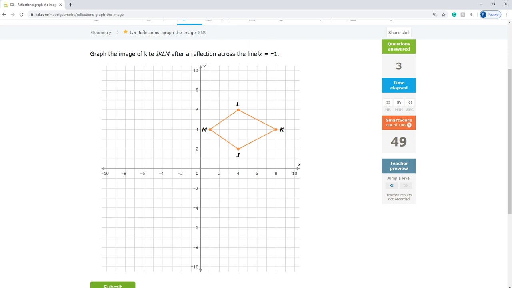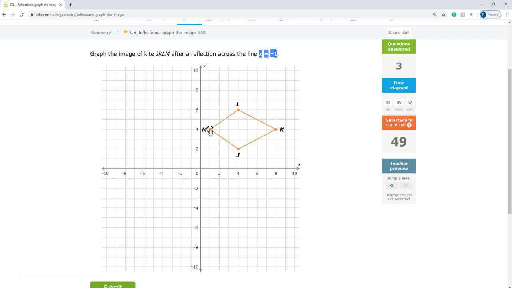This is more of the same thing. So again, this one's a little bit different because it says x equals -1. So look for -1 on the x-axis, right there. And you're going to imagine the line of reflection right there. So I'll just do this one real quickly. I'm making the video a little bit longer than usual, but that's fine.